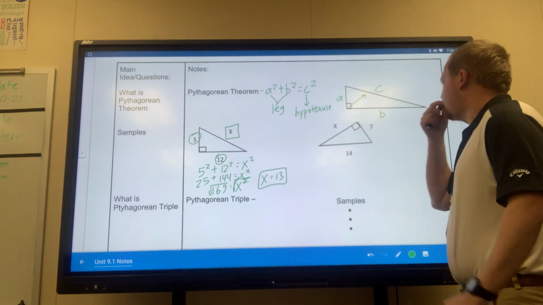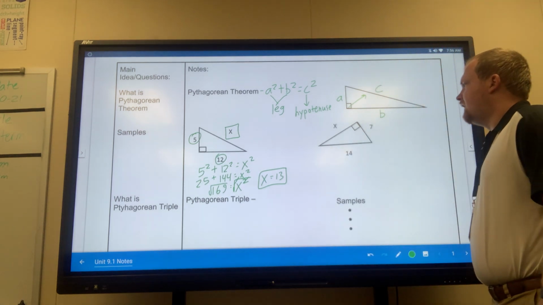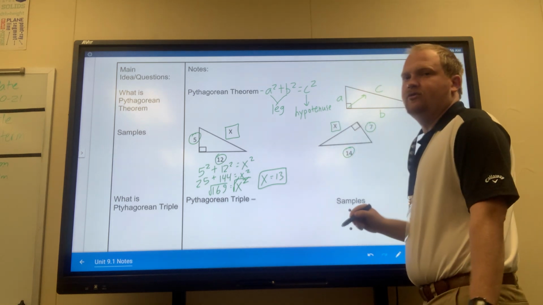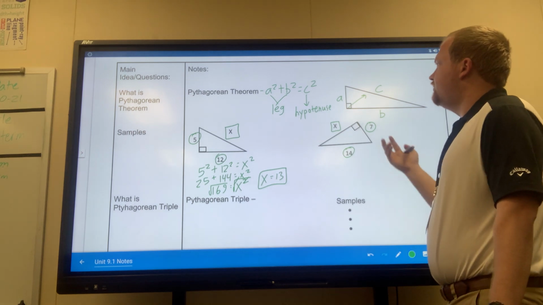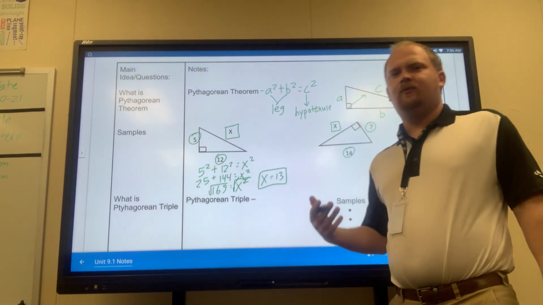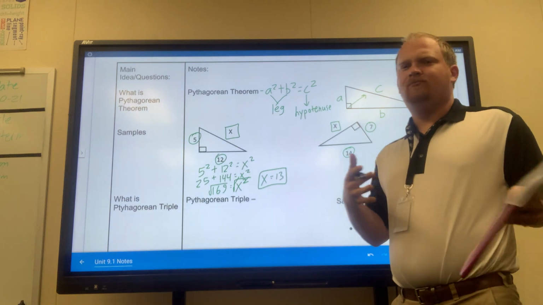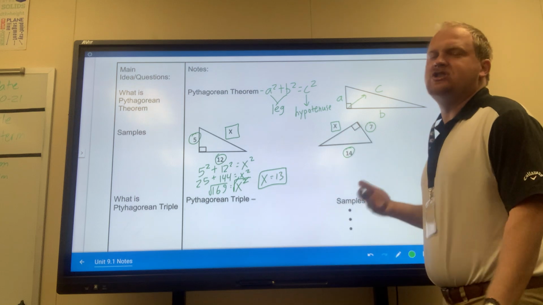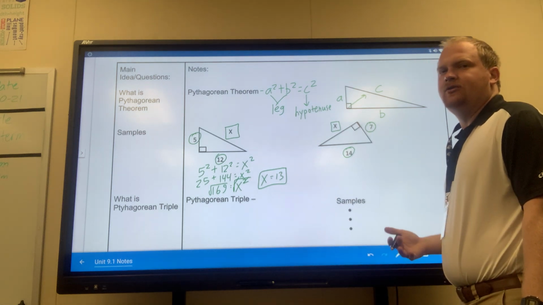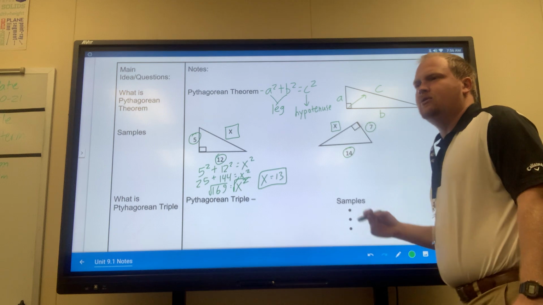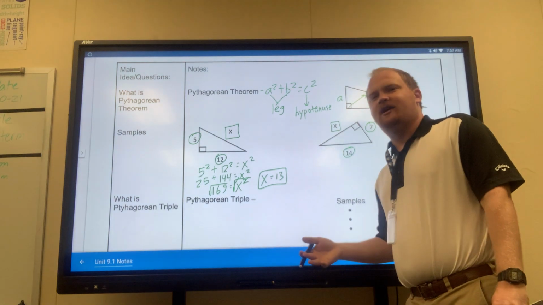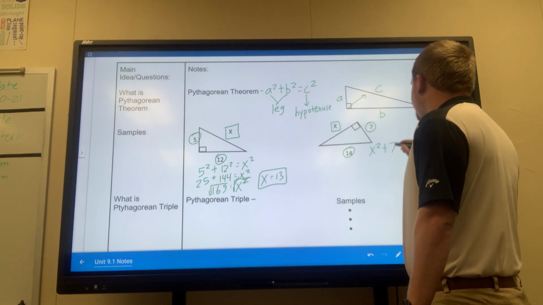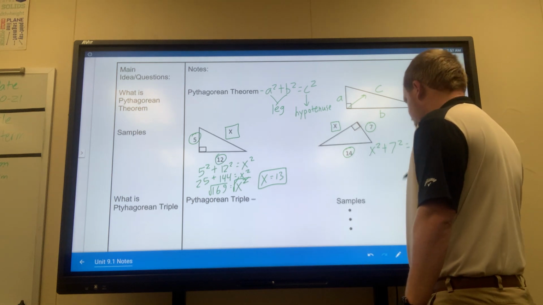Now, let's try this next one. I'm missing a leg, but I have one leg and the hypotenuse. Again, it doesn't matter which one I plug in for a or b, as long as one of them is x and the other one is 7. So I'm going to say x squared plus 7 squared equals 14 squared.